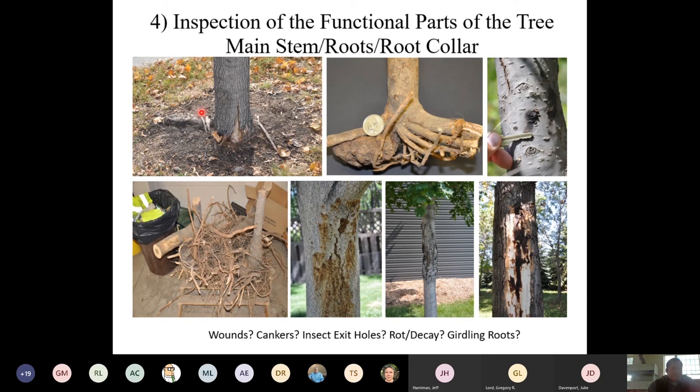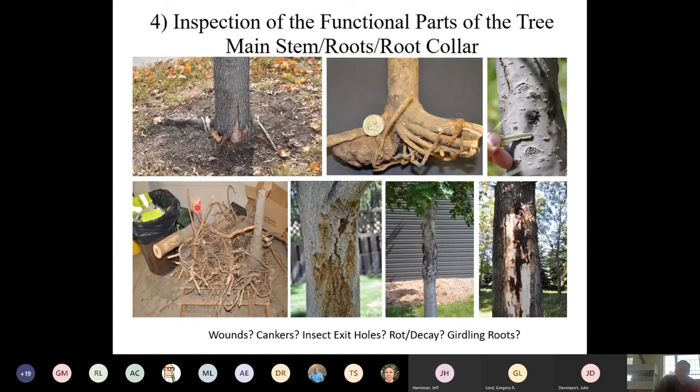And again, planting a tree right at the get-go is usually the best way to prevent girdling roots. This is more of a girdling root. These roots are just kind of constricting main structural roots.